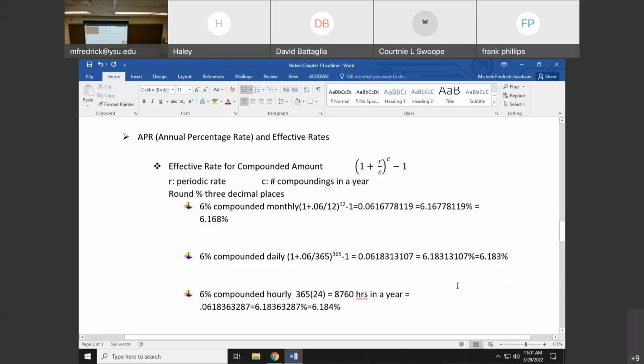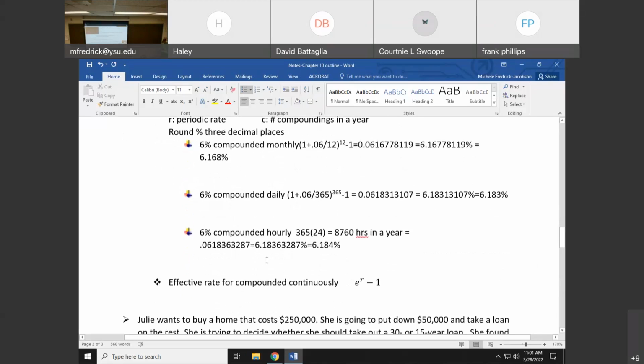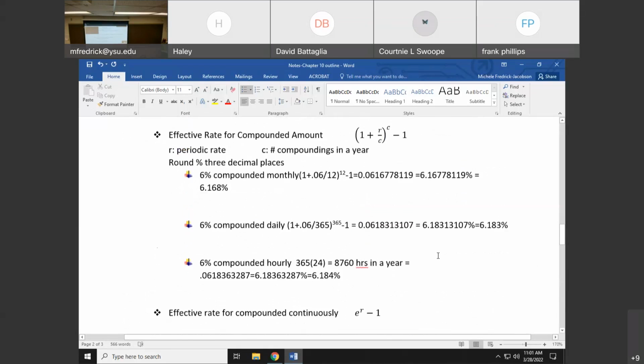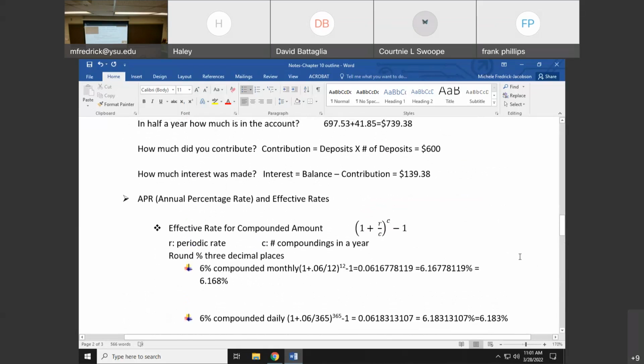Any questions on calculating it? So multiply by 100 first to get the percent and then round. Is that what a question will look like on the test? Will it just say 6% compounded daily? I would probably use quarterly or monthly. And then I would probably say to explain what that means.